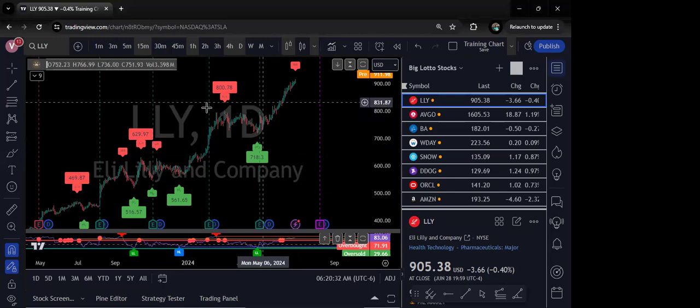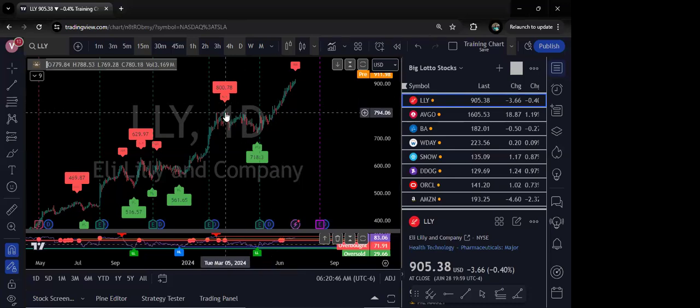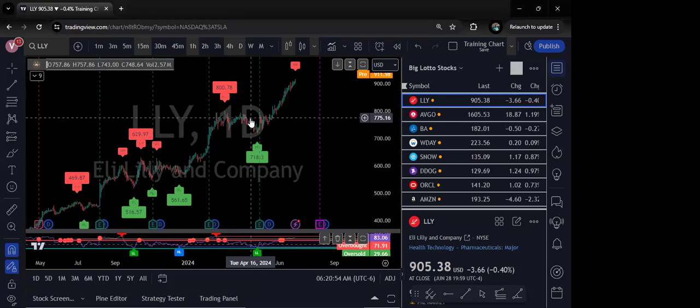So of course, here we've broken this level, we're creating a new high, but for continuation, you're not looking at 50%, you're looking at 100%. It's only on a pullback that you're looking at 50%. So for continuation, because this stock broke this level, you're looking at 100%. Okay, 100% was 882.